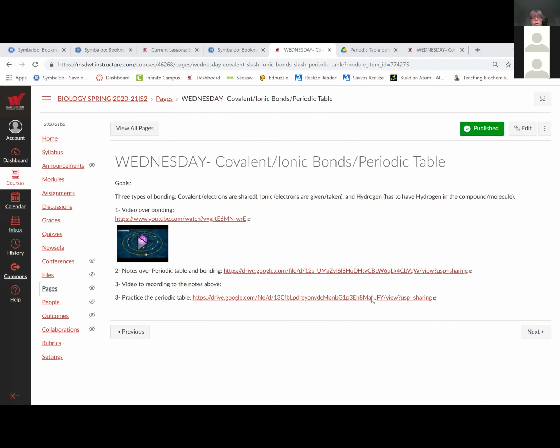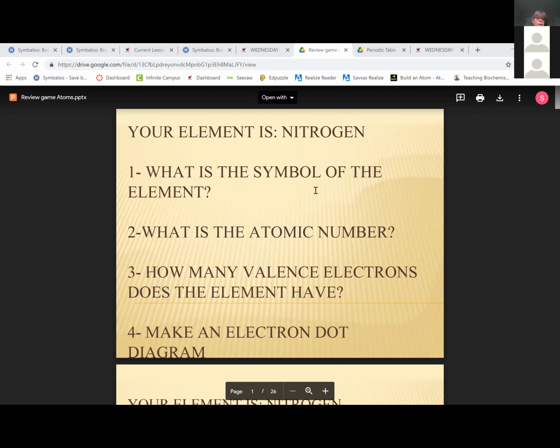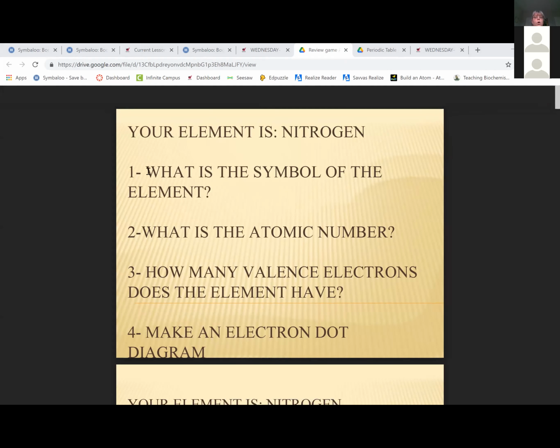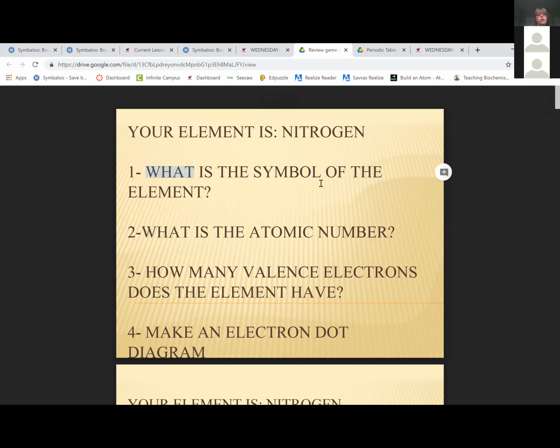There it is. Okay. This is a little practice thing to kind of see, do you understand the kinds of things we were talking about today, or are you refreshing your mind? So what is the symbol for nitrogen? You look at the periodic table and tell me what the symbol is. Can anybody tell me what the symbol for nitrogen is?